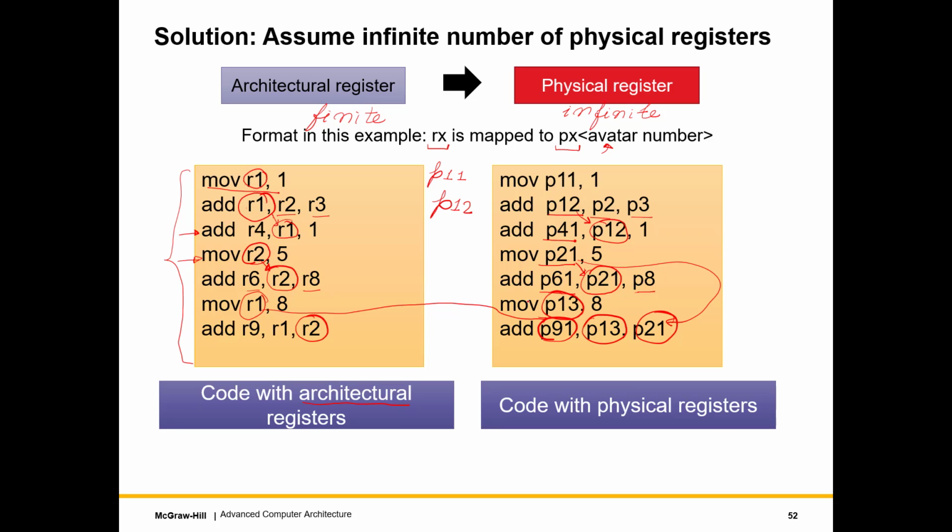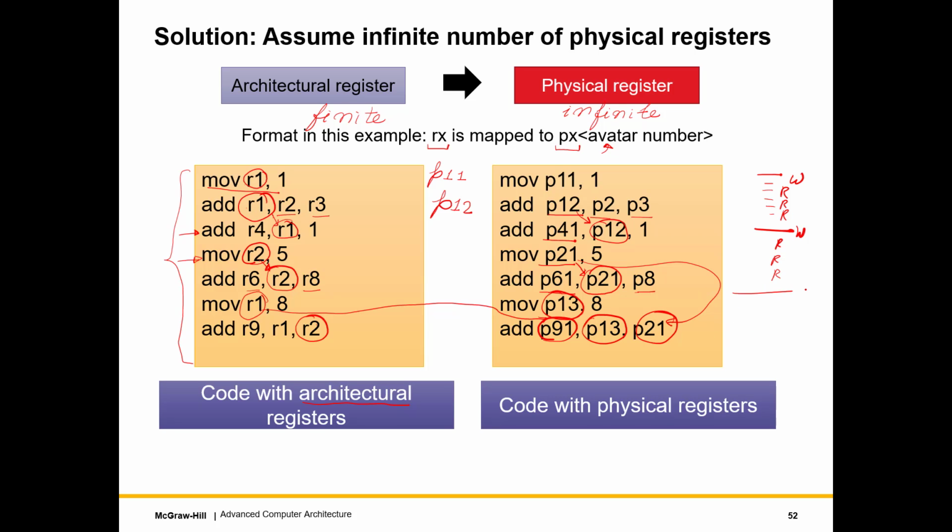So let us look at this closely. What you see is that whenever we write to an architectural register, we actually create a new avatar of it, right? So we write once, we read many times. Again, we create a new avatar of it, which is a write. These are all reads. Again, we create a new avatar and we read.